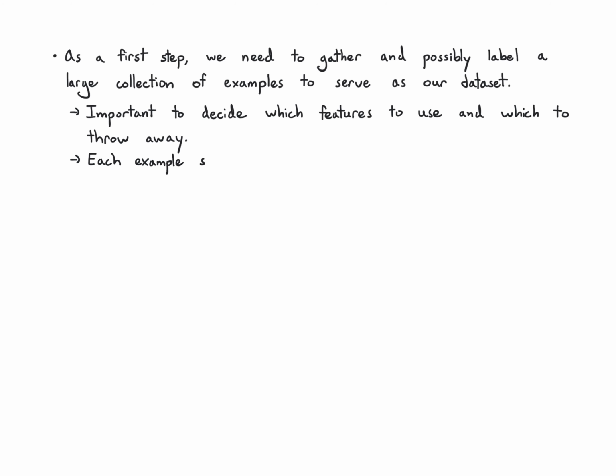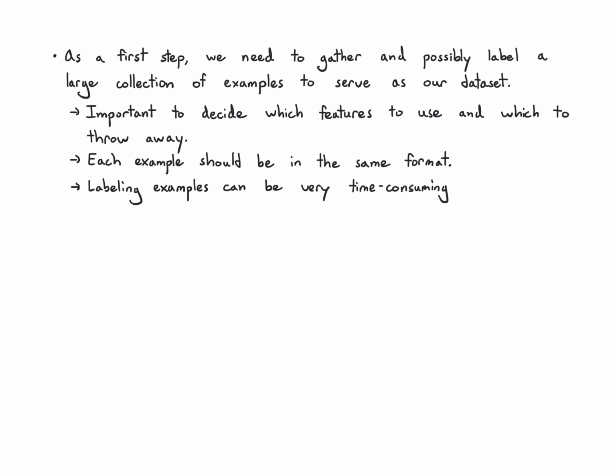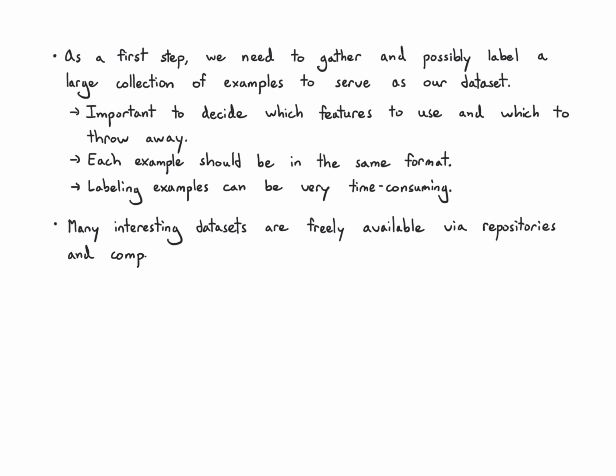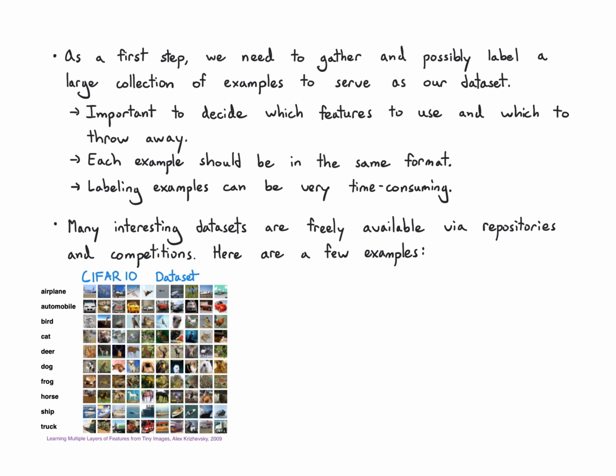We want each example to be in the same format. You can think that that means that they're vectors of the same length. And labeling examples can be super time consuming, right? So that limits the size of these data sets. Well, one great place to start is just looking for data sets that are already available online via some repositories and competitions. And here are just a few examples of what you can find online if you go looking.